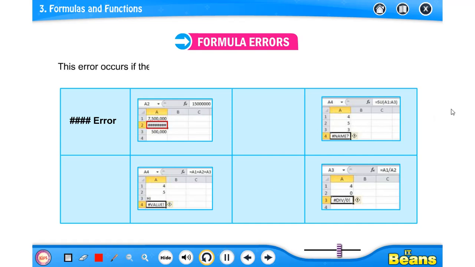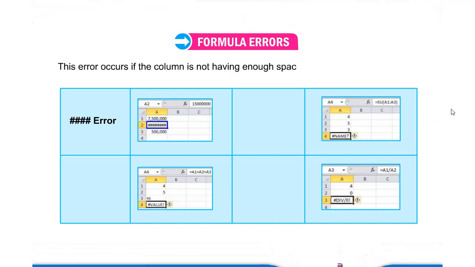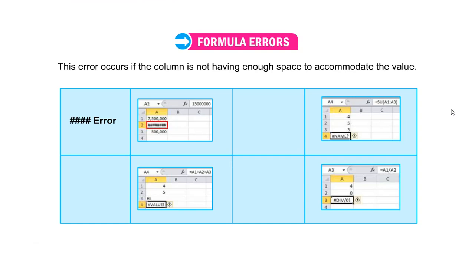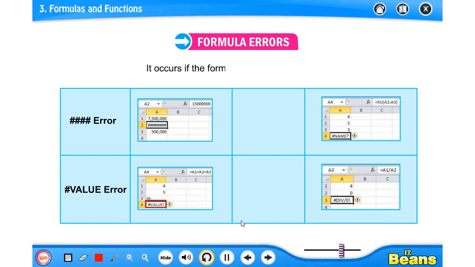This error occurs if the column is not having enough space to accommodate the value. Hash value error. It occurs if the formula contains invalid data.